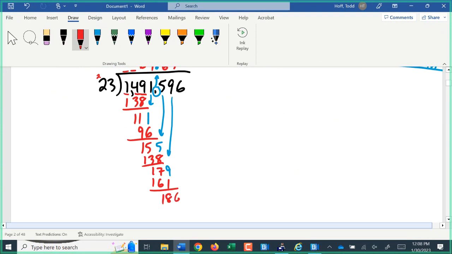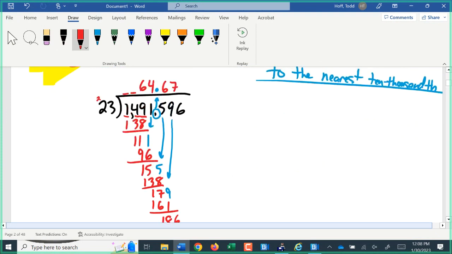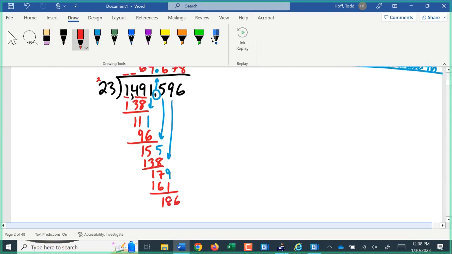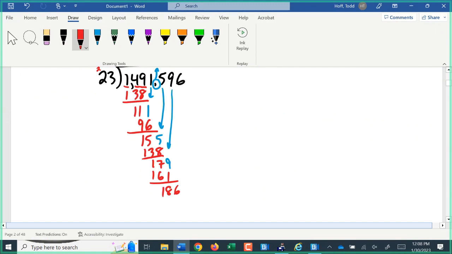We bring down the 6. 23 goes into 186. 9 isn't going to do it. Let's go 8 times. 8 times 23. 8 times 3 is 24. Carry the 2. 8 times 2 is 16, plus 2 is 18. We have 2 left over.